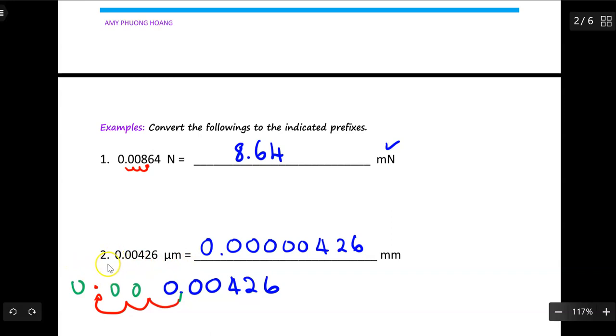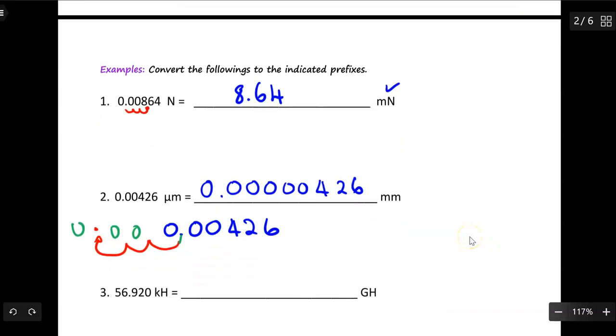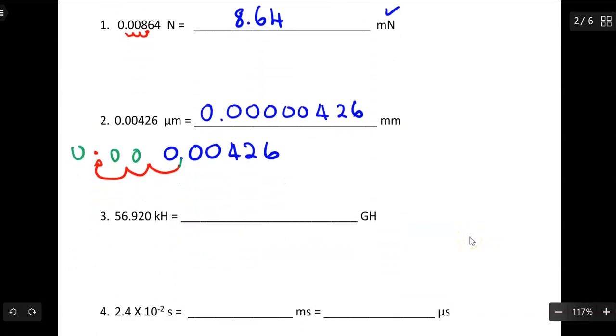So there it is. You go 1, 2, 3. So the decimal now is here. Now you have to fill in the zeros as placeholders. So now you end up with 1, 2, 3, 4, 5 zeros after the decimal place. All right. So we go to the next number.